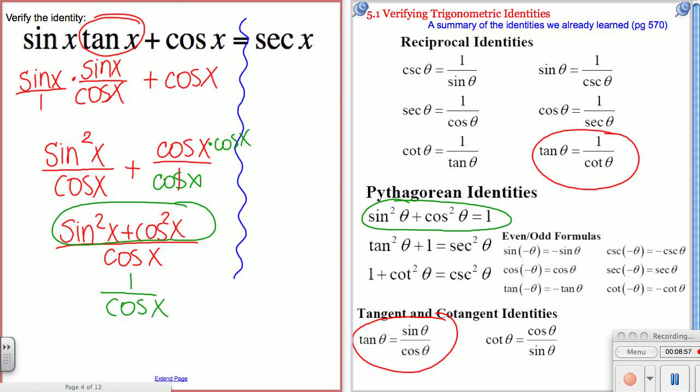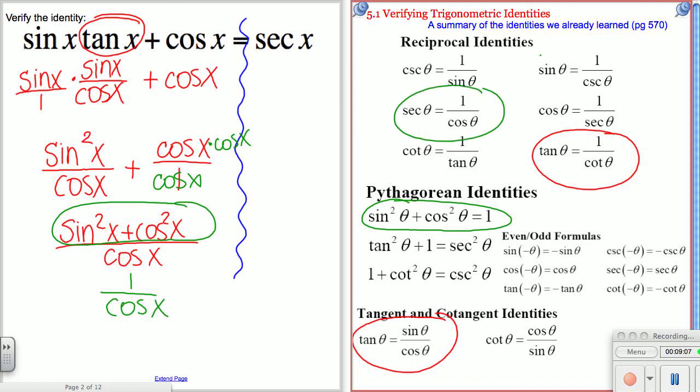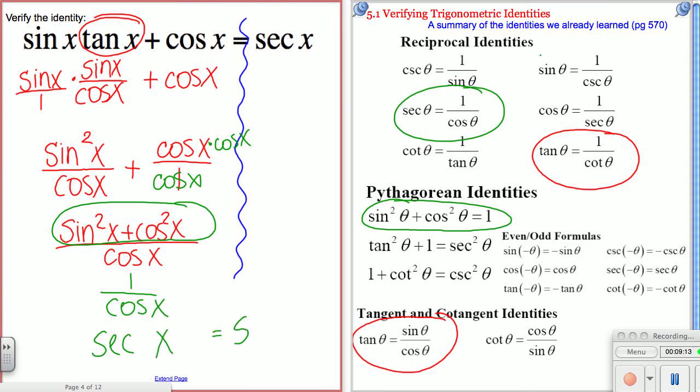And now 1 over cosine is equal to secant. Secant is 1 over cosine. And so now I have secant x, and that's in fact what I was trying to verify, that it equaled itself, secant x.